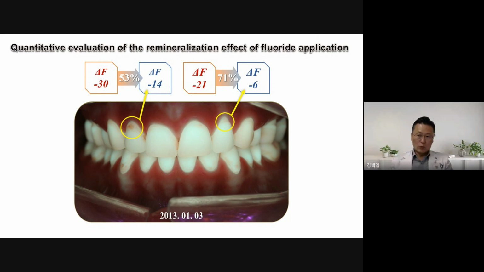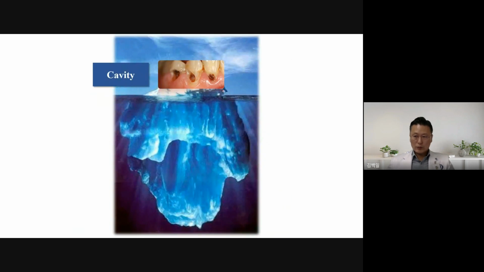So now we can state the real lesion depths using this delta F value, and we can also state the fluoride efficacy by this numerical value. This is very meaningful information in a clinical situation. Okay, I will also introduce how to apply Curie technology to carious lesions.